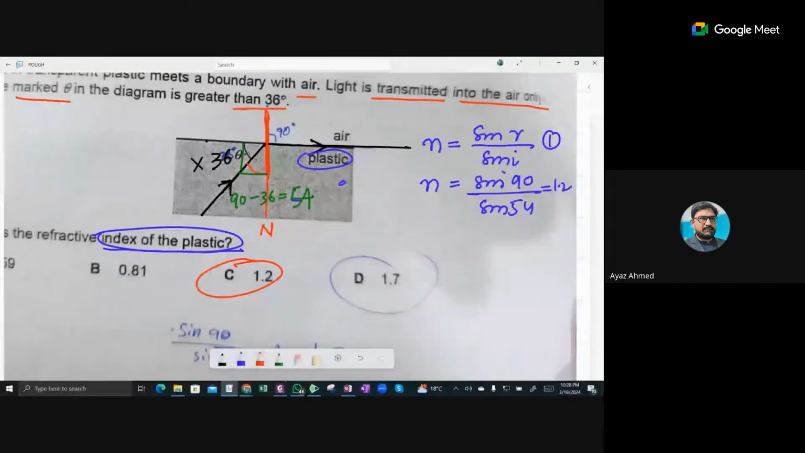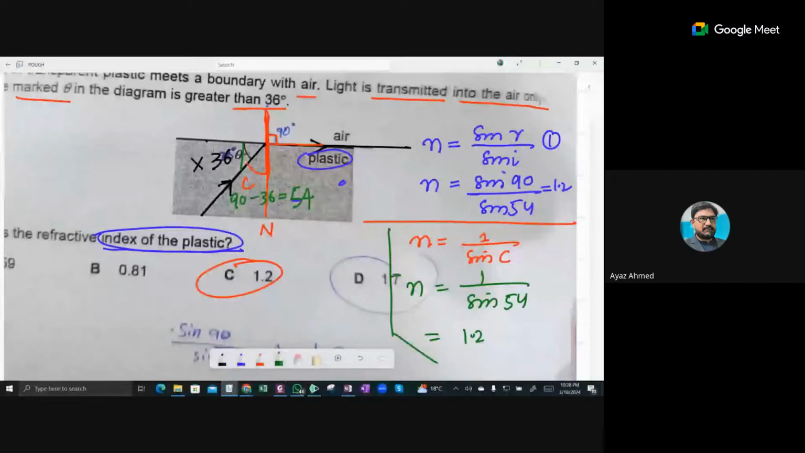The second approach is, if you know that refractive index is 1 upon sine c, because you should know that the angle at which the light becomes parallel to the surface, that is called critical angle. So I can simply use that value, that n is equal to 1 upon sine 54. So I will get 1.2. Got it?